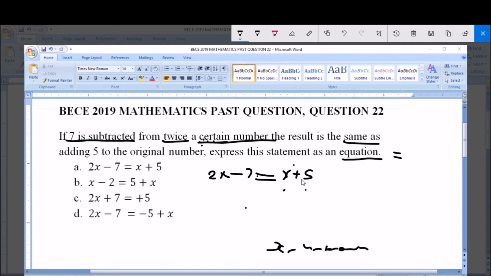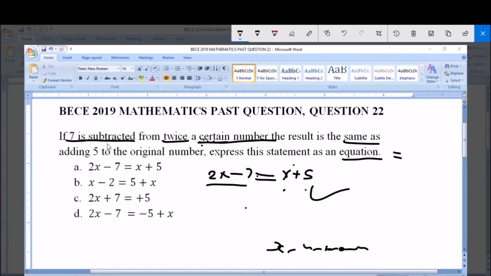Now they say express this statement as an equation, and like you see from the statement, we've gotten our equation already. 7 is subtracted from twice a certain number. Our number is x, twice the number is 2x, then minus 7. This is the first part. Then they say it is the same as, meaning it is equal to adding 5 to the original number, which is our x. Now this is our equation: 2x minus 7 is equal to x plus 5.